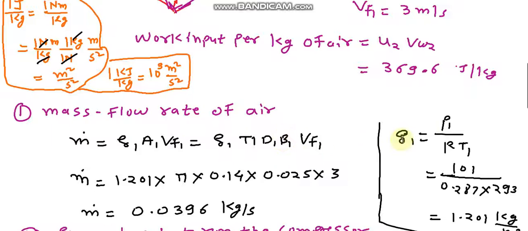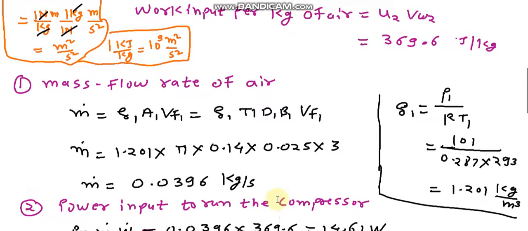What is rho 1? Rho 1 is equal to P1 upon RT1, since initial pressure and temperature are given statically. P1 is given, R is given, T1 is given. Put the values and we get 1.201 kg per meter cube. Pi D1 is given, B1 is given as 0.025 meter, and Vf1 we calculate from the combined velocity triangle. Vf1 is 3. So we get the first answer, the mass flow rate, 0.0396 kg per second. This is the mass flow rate required for the centrifugal air compressor.